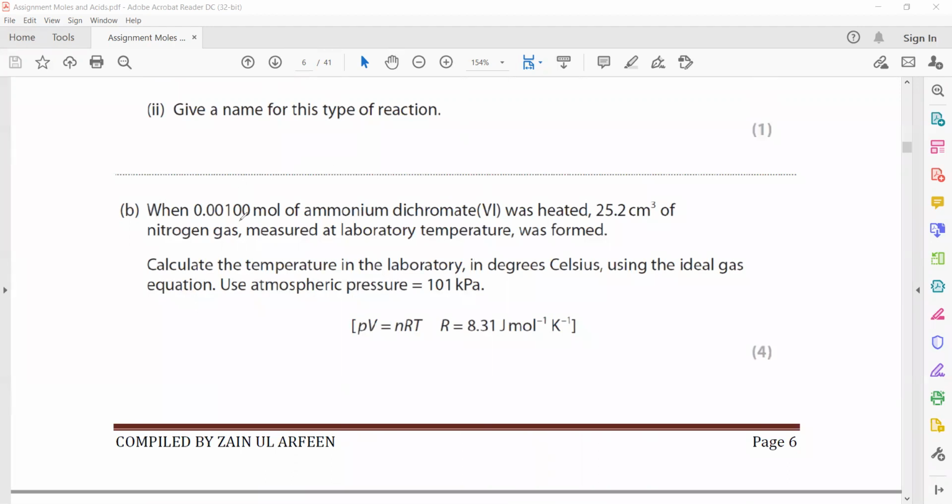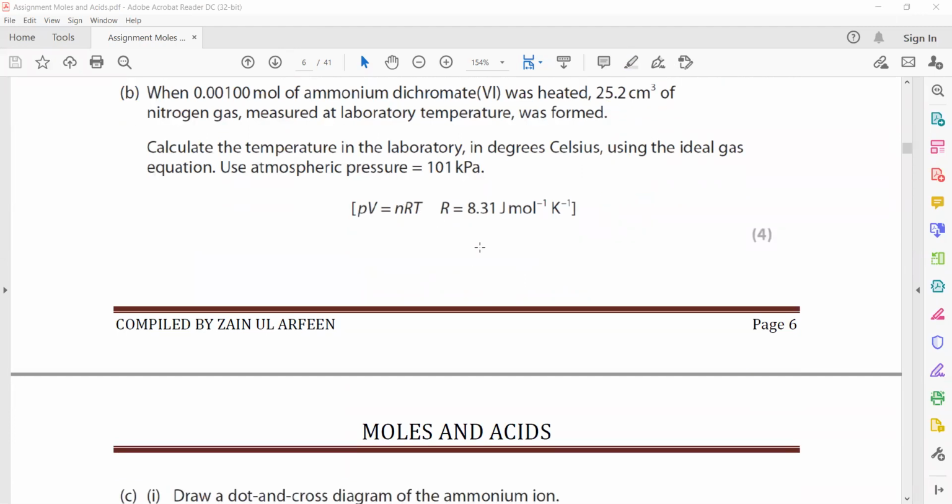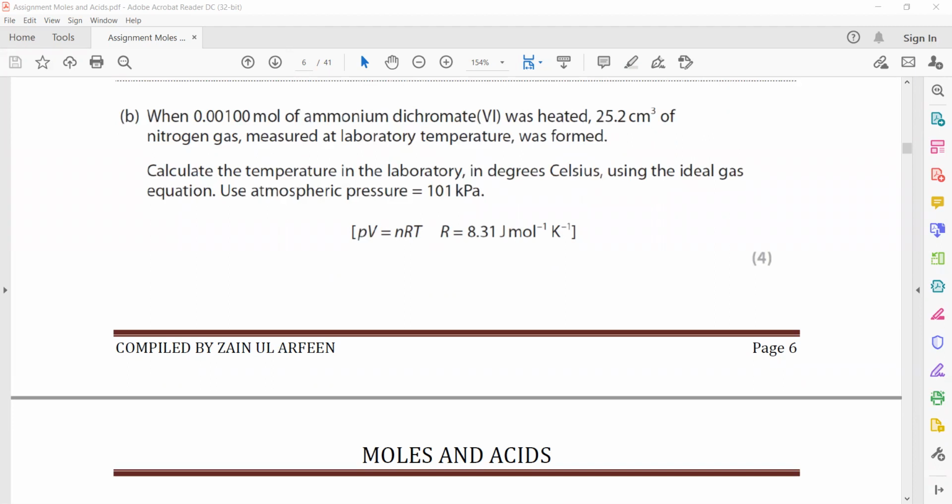In part B, when 0.001 moles of ammonium dichromate was heated, 25.2 cm cube of nitrogen gas measured at lab was formed. Calculate the temperature in the lab in degrees Celsius using the ideal gas equation. Use atmospheric pressure as 101 kilopascal or 101 into 10 power 3 Pascal. PV is equal to nRT. So using PV equals nRT, first we'll get the moles of nitrogen, and from the moles of the nitrogen we can work out the temperature of the gas, and the temperature of the gas will be the same as the temperature of the surrounding.